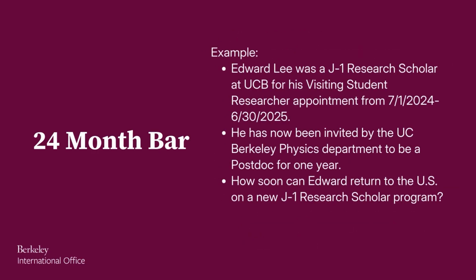For example, Edward Lee was a J1 research scholar at UCB for his visiting student researcher appointment from July 1st, 2024 to June 30th, 2025. He has now been invited by the UC Berkeley Physics Department to be a postdoc for 1 year. How soon can Edward return to the U.S. on a new J1 Research Scholar program? Edward would be able to return on a new J1 Research Scholar program on July 1st, 2027 at the very earliest.